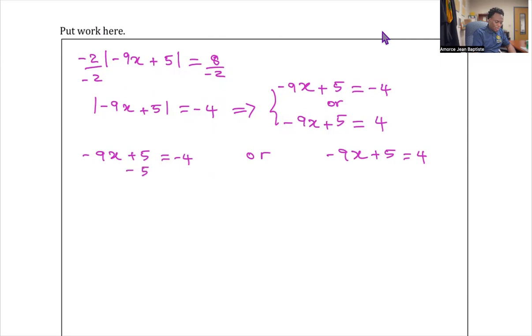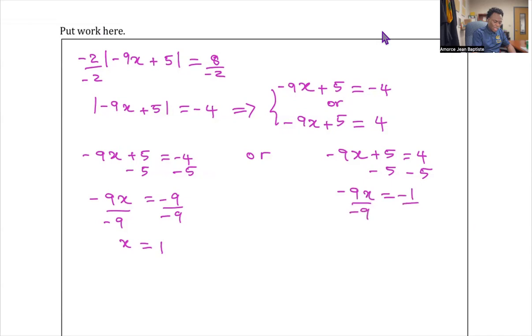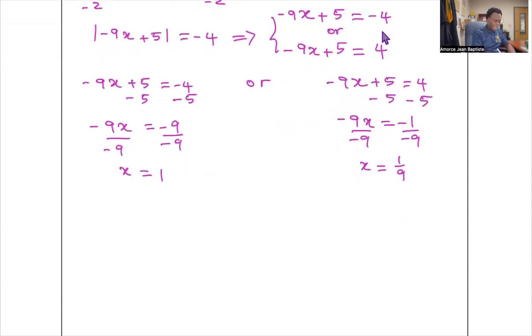We subtract 5 on both sides, so we can get x by itself. -9x equals -9. Then we divide by -9. We get x equals 1. And then here we can subtract 5 also. We get -9x equals -1. And dividing by -9, we get x equals 1 over 9. We're going to check both of them in case one of them is extraneous.